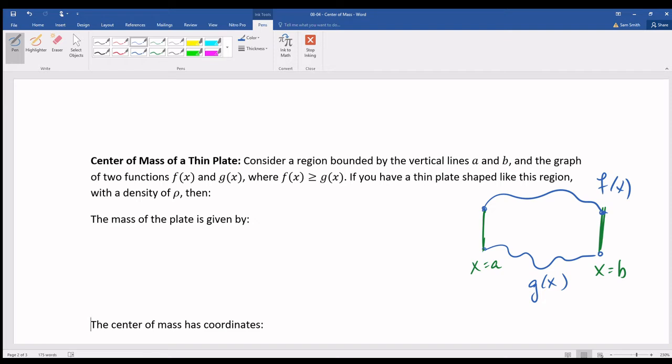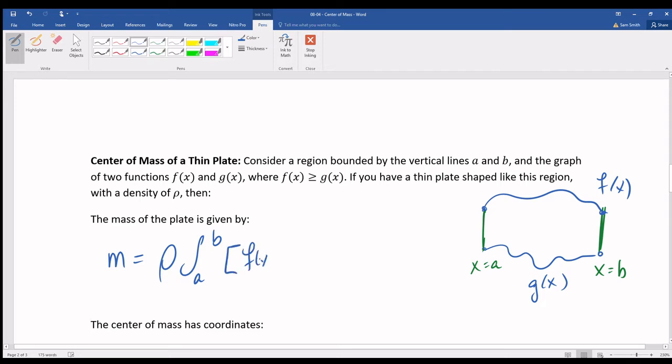If you want to find the mass of this plate, then we can start by finding the area of the plate and then multiplying the area by the plate's density, which I'm calling rho for short. The mass of the plate, m for short, is equal to rho, the density, times the area, and we can recall that the area between two functions can be found by adding up the difference between their y values, f of x minus g of x, with respect to x.